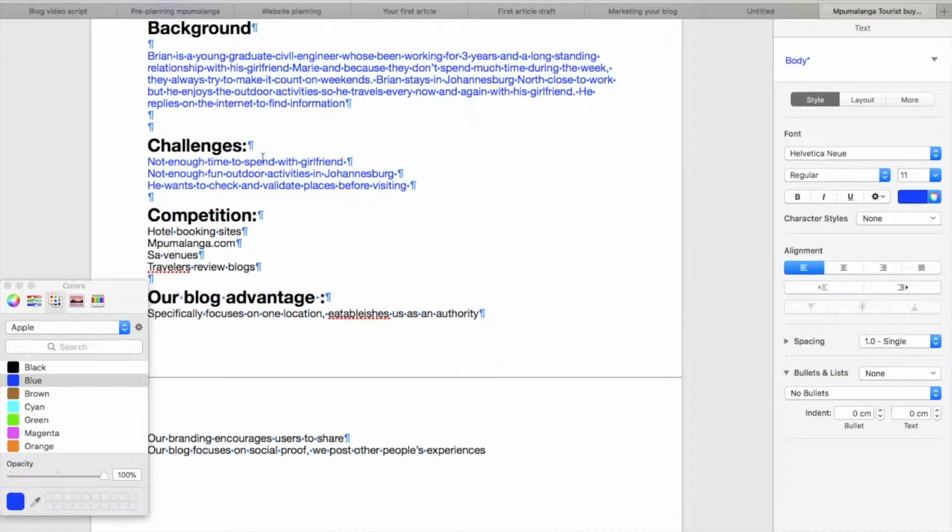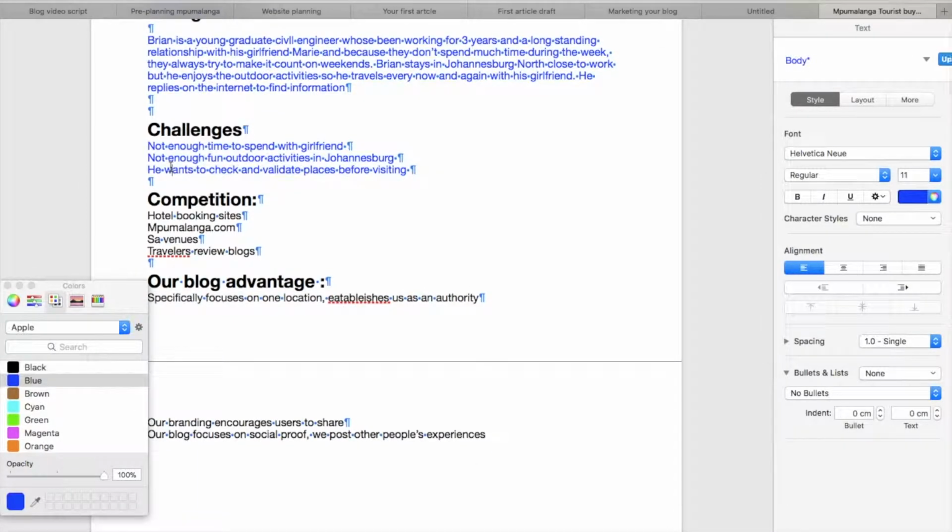Then the other thing that I also noted down was the challenges. So what are the challenges that he has? All right. The biggest challenge is that he doesn't have enough time to spend with his girlfriend, which is the case for most people that are hardworking, and engineers as well. You don't have enough time, so on weekends, you need to make it count. How can I solve that problem for him?